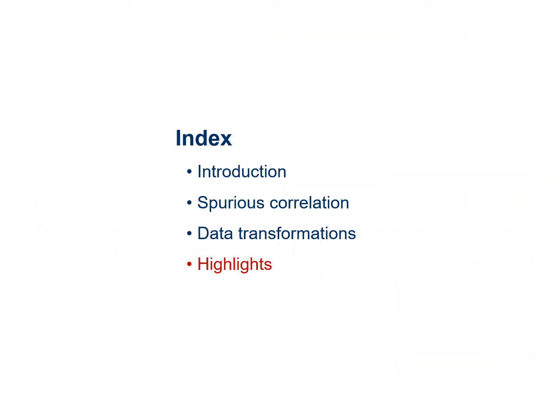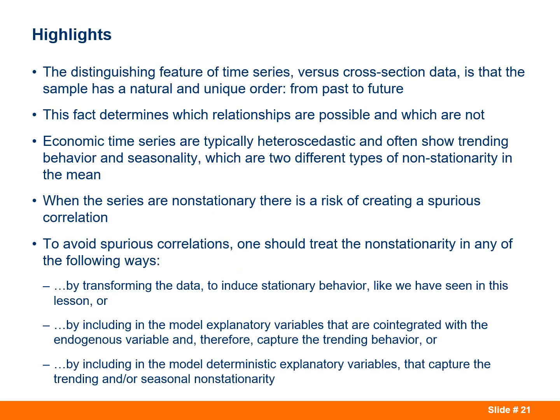Now I will provide some highlights for this lesson, which is especially important. So I will review them one by one. First of all, the defining feature of a time series versus other types of data, for example cross-section, is that the sample has a unique and natural order from past to future. This fact determines which relationships are possible and which are not. For example, it is possible that the current value of a variable is related with its past values. It is also possible that the current value of a variable is related with current and past values of other variables.